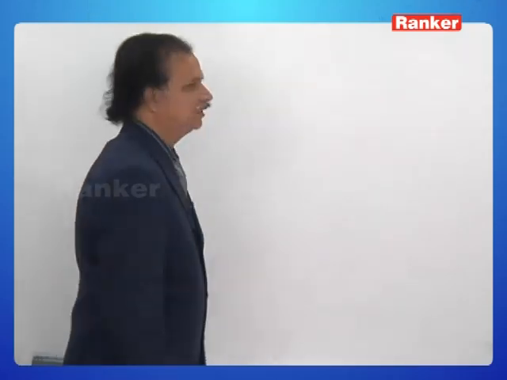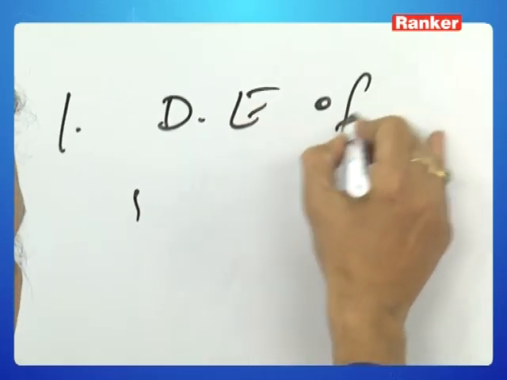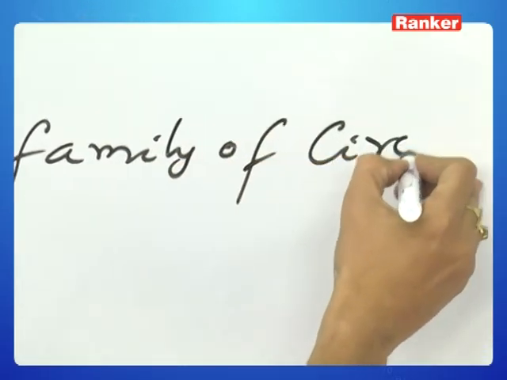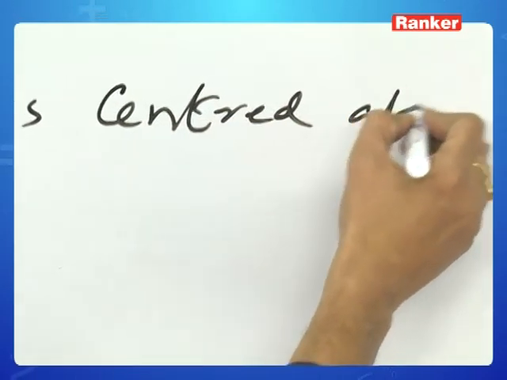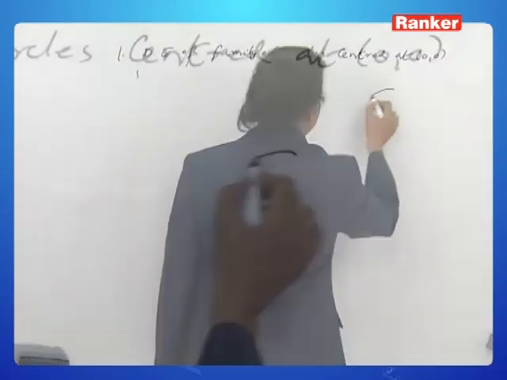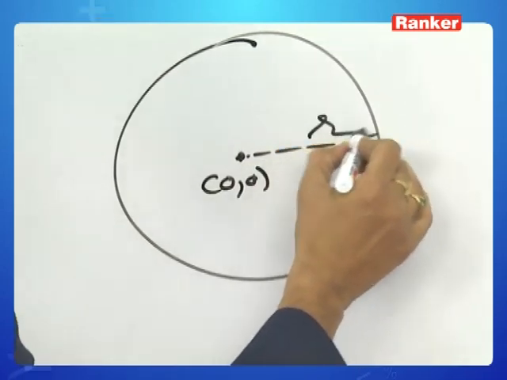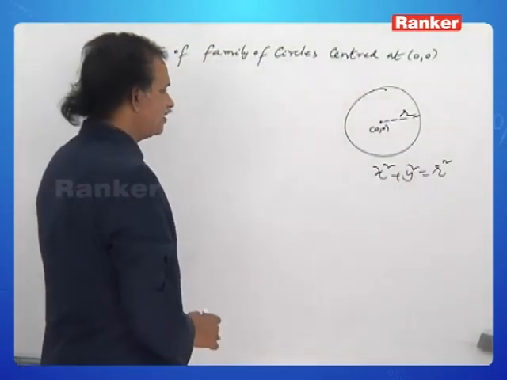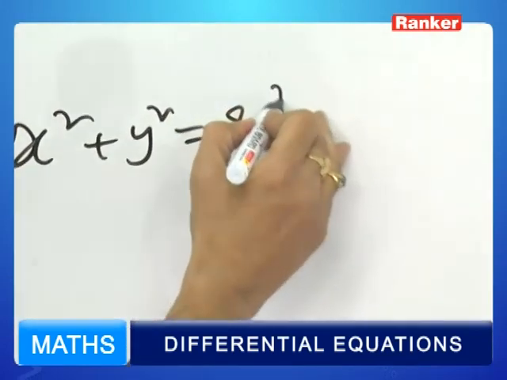What is that? Differential equation of family of circles centered at origin. That is the question. It's very simple. Centered at origin means, what is the general equation? Let the radius be r, hence the equation is x square plus y square is equal to r square. What is the parameter then? r. So, equation is x square plus y square is equal to r square.